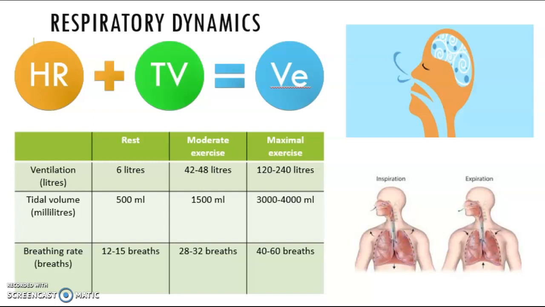This means that at rest, the ventilation will be around 6 liters. During moderate exercise, these values will be around 42 to 48 liters, and during maximal exercise, these levels will be around 120 to 240 liters of air per minute. The increase in values is because of the increased demand for oxygen and to remove the waste products more quickly. This means that the performer can sustain the level they're working at for a prolonged time.